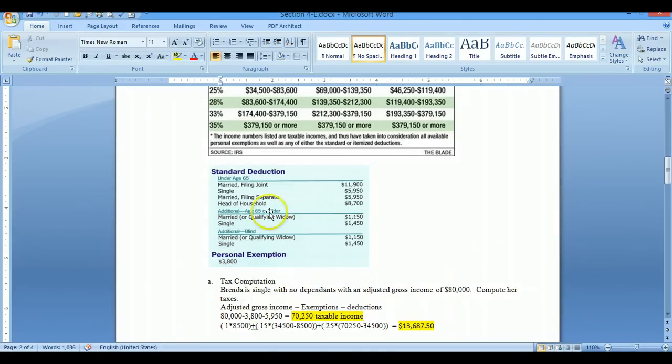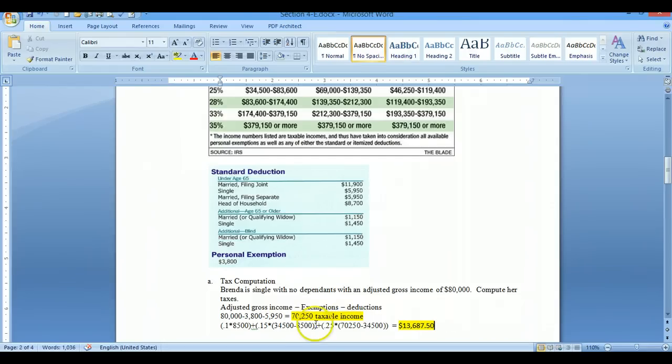And then the next bracket goes up to $83,600. But she didn't earn that much, or that's not how much is in her taxable income. We only go to $70,250. So I'm not going to subtract 83. I'm going to subtract my $70,250 minus the previous one of $34,500, and that's at the 25% tax bracket. You can copy and paste this into Microsoft Excel or use your calculator and get $13,687.50.